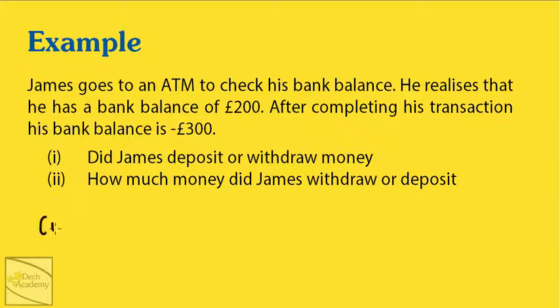So the first question is asking if James deposited or withdrew money, because he went to the ATM. So James, who's being represented by this stick man, goes to his ATM. He checks his balance. He has £200. Next, he carries out some transactions. So time passes.